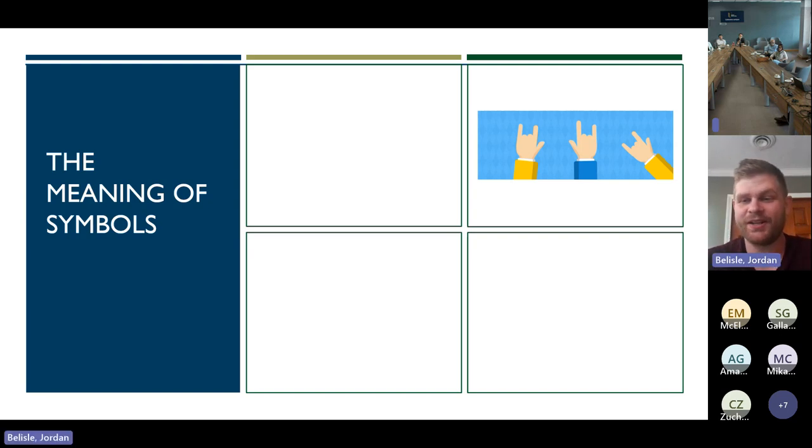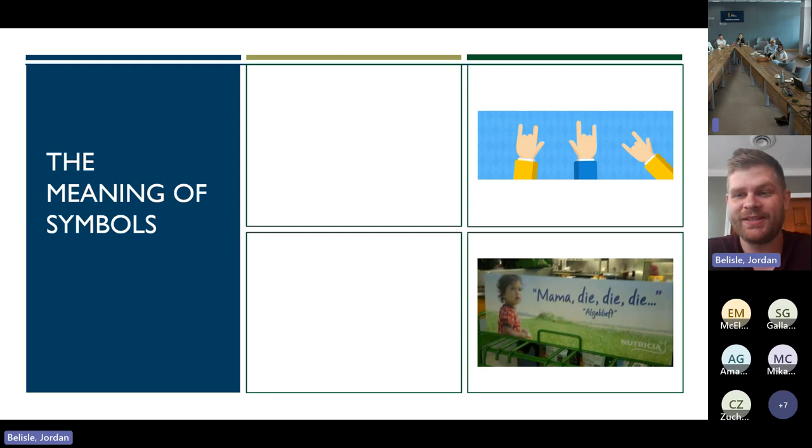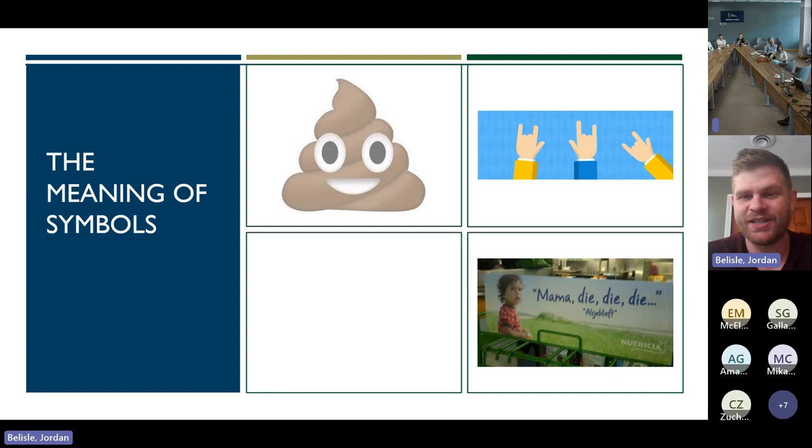If you were to walk into a Dutch supermarket, you might see this sign, which roughly translates to, "Mommy, I want this one, this one, this one." Of course, meaning can change over time. For example, the happy poop emoji, which has an overwhelming number of appropriate uses today, trust me, originally conveyed good luck in Japan, where emojis themselves originated.